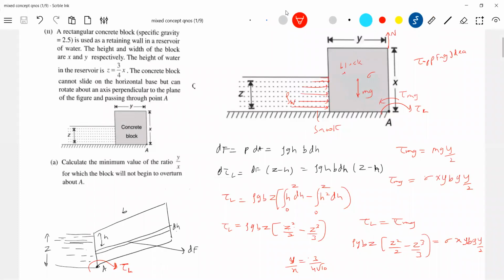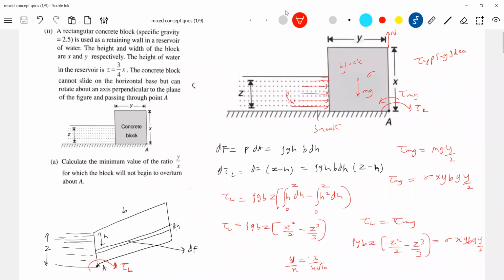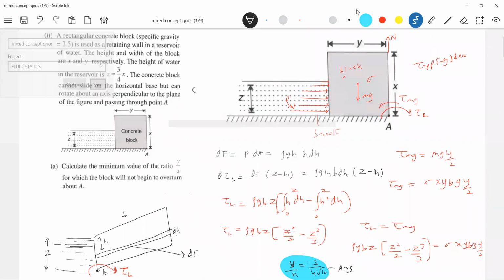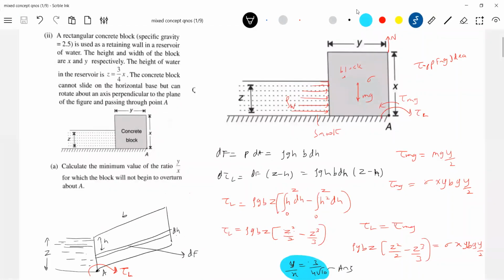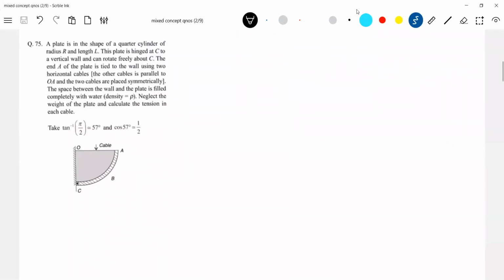I'll scroll down. Okay, somebody was asking. Okay, this is our answer. You do the calculation later on. This is typically what you see at irrigation projects. Read the question. Read the question.